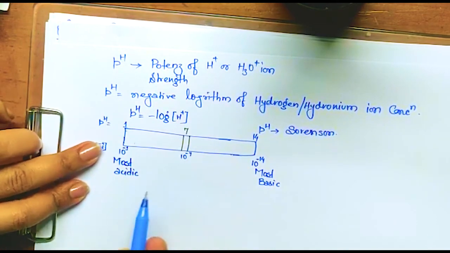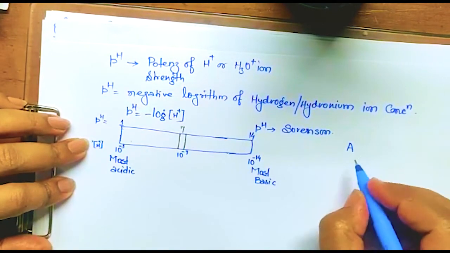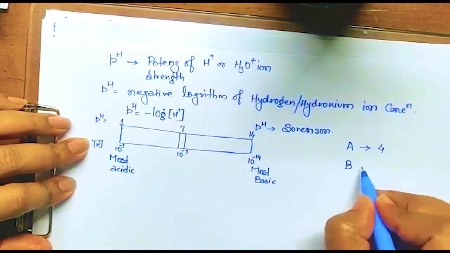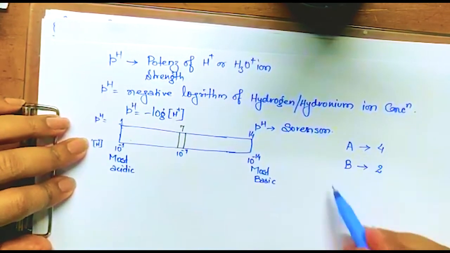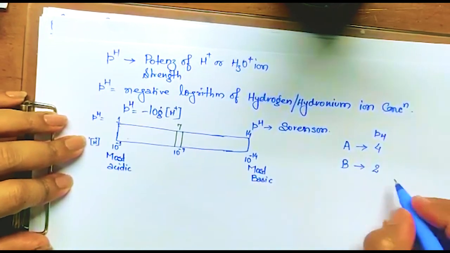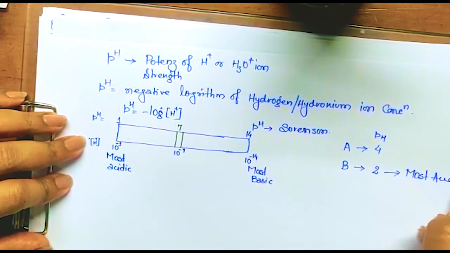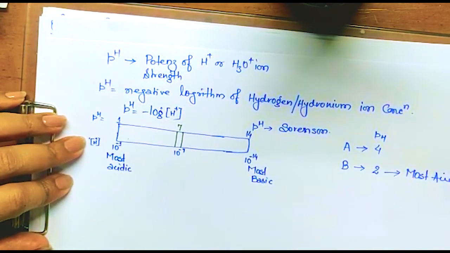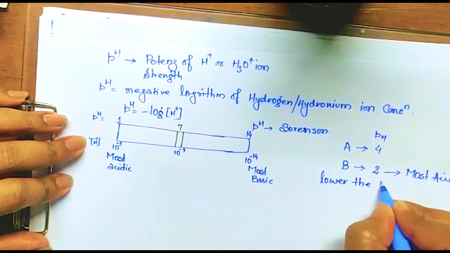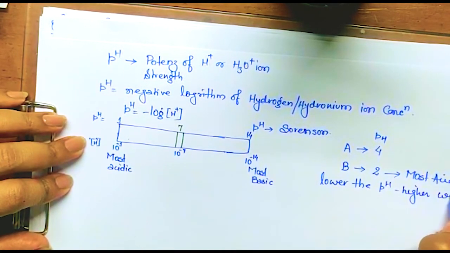So if I'm giving you two examples, suppose there are two substances, A and B. One has pH 4 and another has pH 2. The pH is given, okay? Which one is most acidic? This one is most acidic. Clear? Because the lower the pH, the higher the acidic strength. Clear?